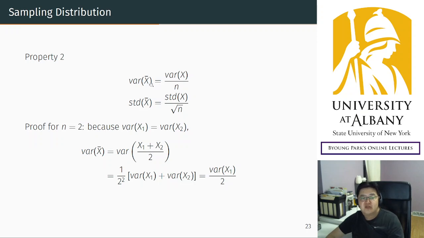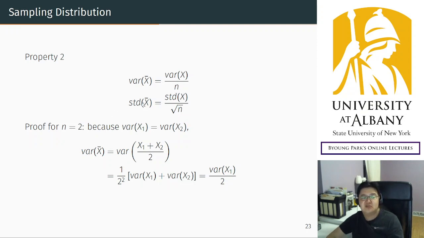So the left hand side is the variance of the sampling distribution, the variance of the average, and the standard deviation of the average. And on the right hand side, this variance is for a single observation, the single observation variance and single observation standard deviation. So again, property number 2 gives you the variance or the standard deviation of the sampling distribution as long as you know the variance or standard deviation of the single observation. And of course, the sample size is usually known.